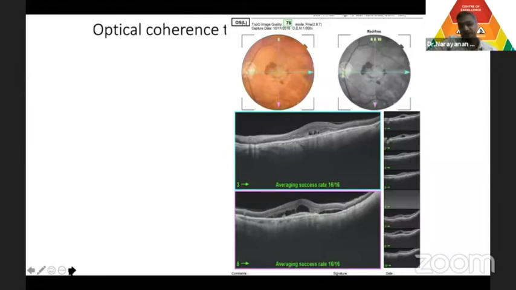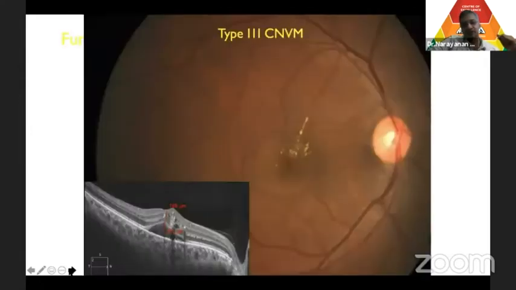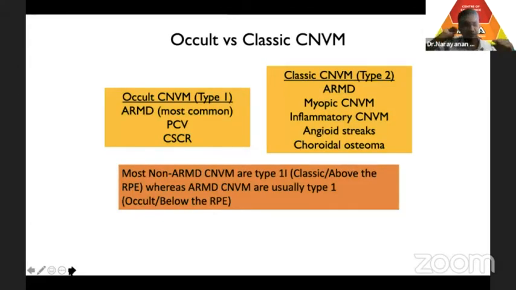While you may be giving injections in all of them, you should know which diseases cause which type. I will come to it in the later slides. And how do they respond to treatment? Some of them, like ARMD, you have to give 70, 80, 90, 100 injections also over many years. Whereas myopic CNVM, you will have to give very few injections, or choroidal osteoma. The type 3 is retinal angiomatous proliferation, which is intraretinal.